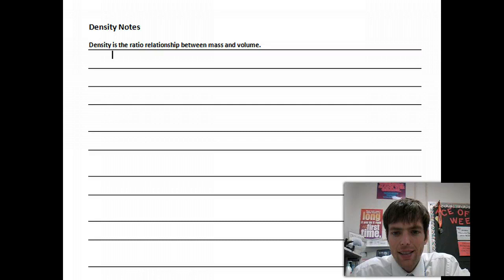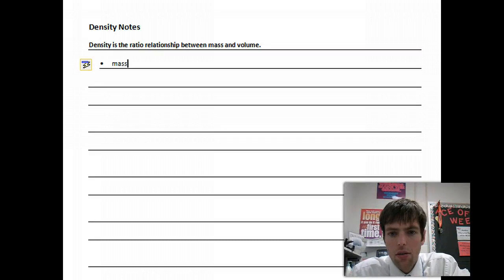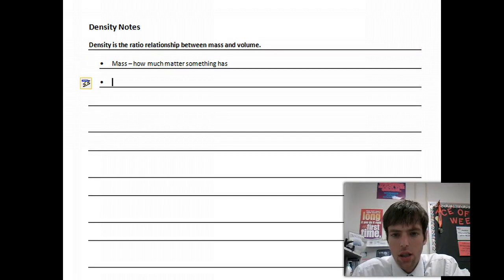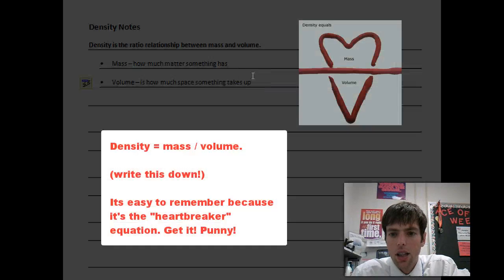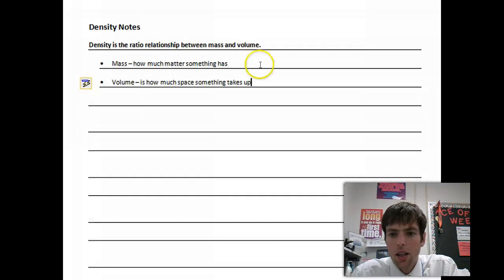Well, mass is how much matter something has, and volume is how much space something takes up. Mass is something you're usually going to write in grams, and volume is something you're normally going to express in milliliters or grams per centimeter cubed.